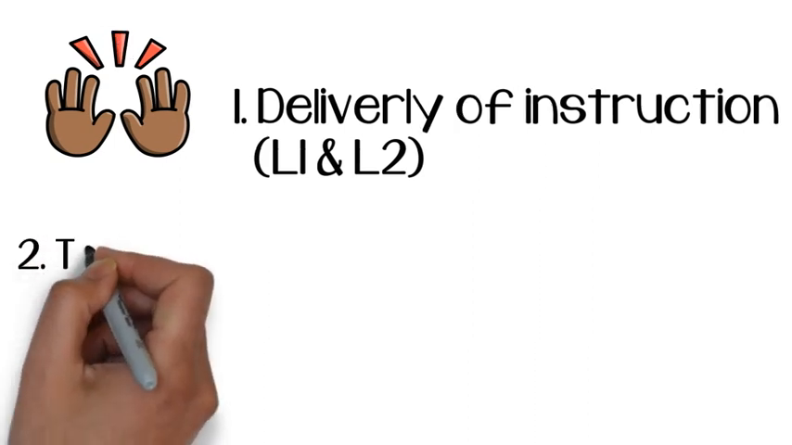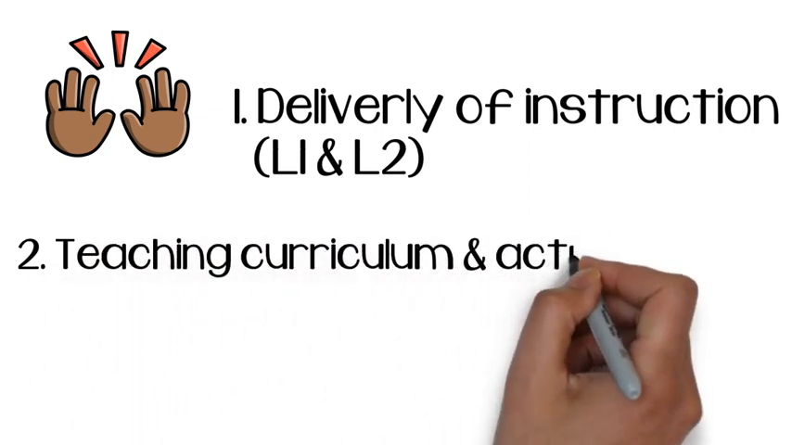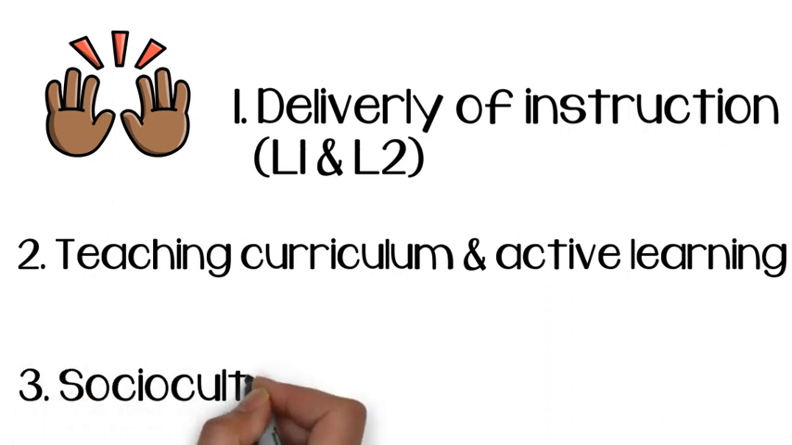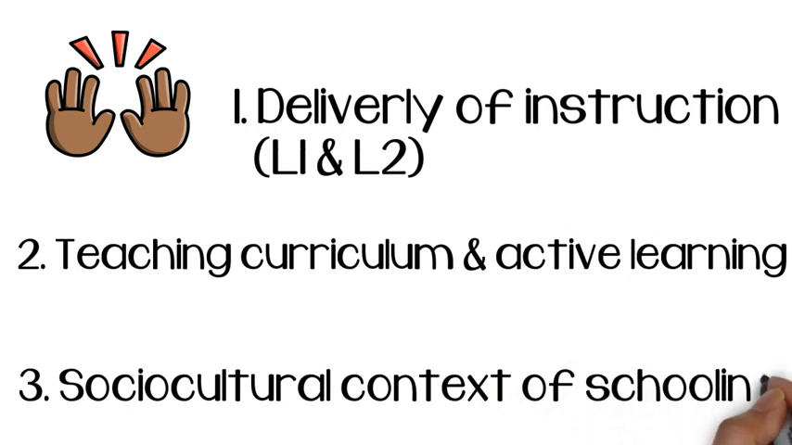2. Teaching curriculum. Curriculum through both L1 and L2 should include cognitively complex information, discovery, and active learning. And 3. Changes in socio-cultural context of school. This includes integration of CLD students with English-speaking students. Bringing all types of students together creates positive school relationships and a safe learning environment.